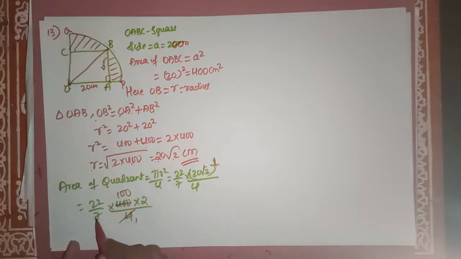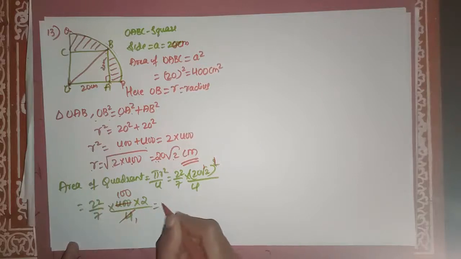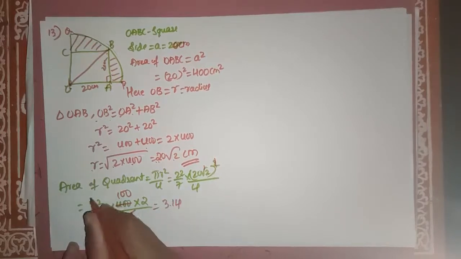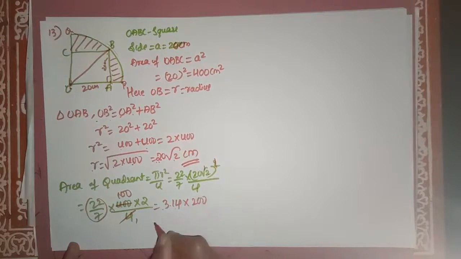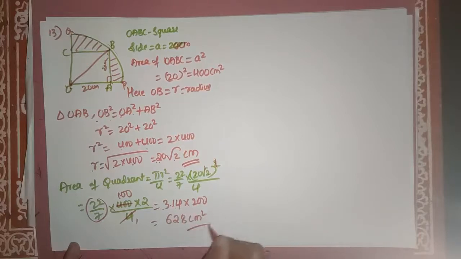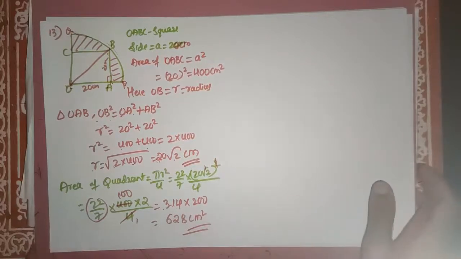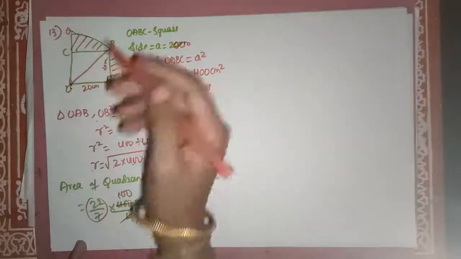Here they have given that in place of pi as 22 by 7 we need to apply 3.14. I take 3.14 into 100 into 2, which is 200. On multiplying we will get 628 centimeter square. This is the area of the quadrant. So now we need to find out the area of shaded region.